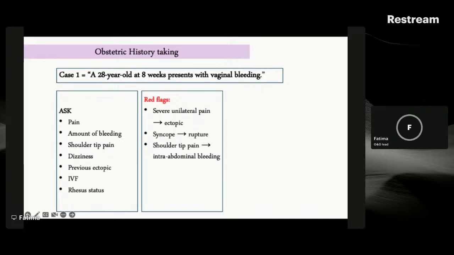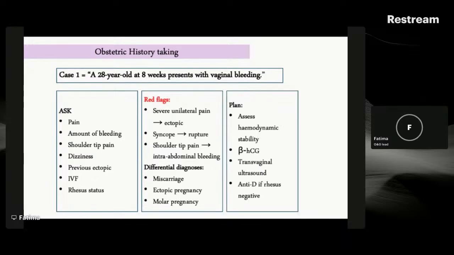Other symptoms of hemodynamic instability, other than dizziness, can be fainting or palpitations. Again, these all suggest ruptured ectopic pregnancy. Differentials, as we said, are miscarriage, ectopic pregnancy, and molar pregnancy. For a miscarriage, it would be because of bleeding and pain. For ectopic, it's the shoulder tip or unilateral pain and hemodynamic instability. And for molar pregnancy, it would be excessive nausea, a very high beta HCG on a blood test, or a uterus that is larger than expected.